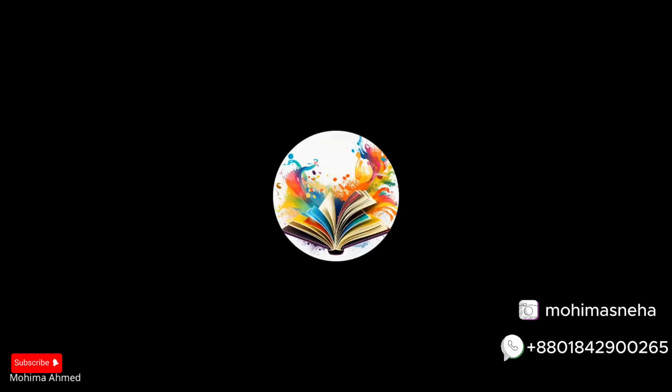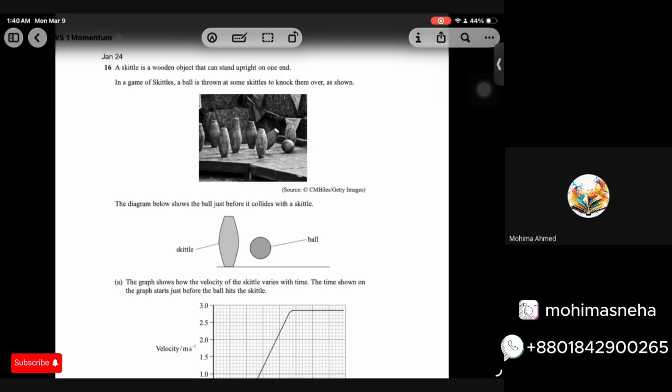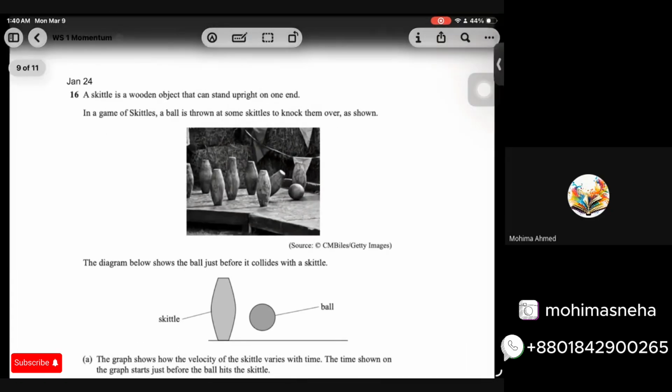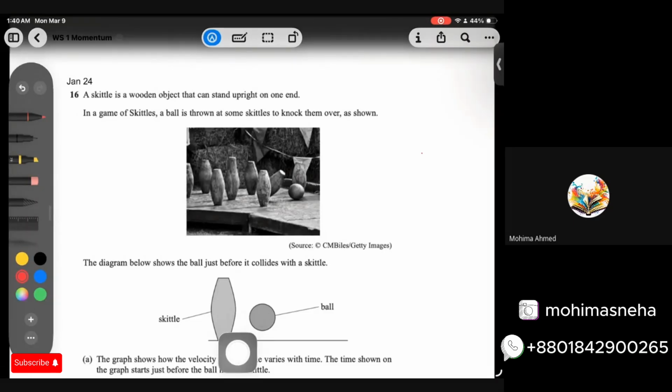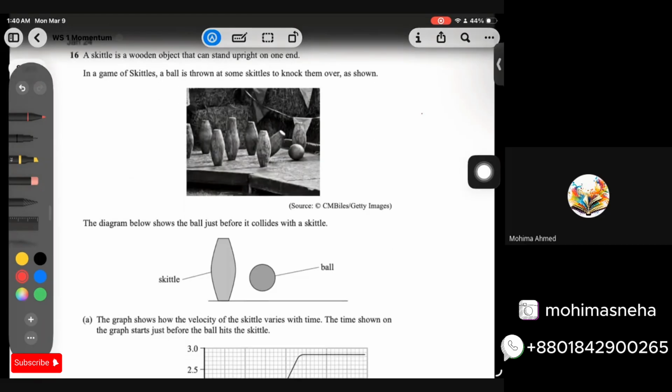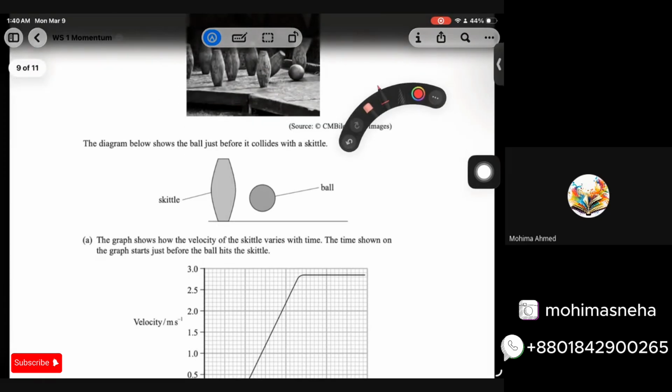Okay, they're saying a skittle is a wooden object that can stand upright on one end. This is a skittle that can stand upright on this end. In a game of skittles, a ball is thrown at some skittles to knock them over, as shown. And the diagram below shows the ball just before it collides with the skittle. I can understand the ball was moving towards the skittle. The skittle is not moving, right? So the skittle is stationary. The ball is moving towards the skittle.